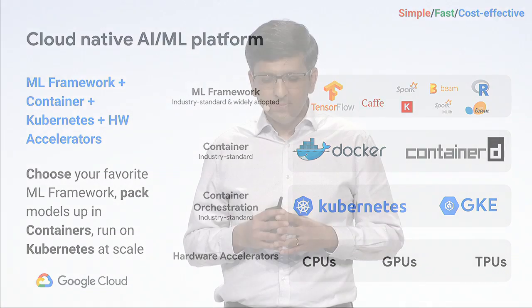With the help of the Kubernetes platform, a data scientist can train and deploy models without having to worry about underlying infrastructure. Simply choose your favorite ML framework, pack the model up into containers, and deploy them on Kubernetes at scale. Kubernetes will scale your models from a single node to thousands of nodes depending on your compute requirement. It will make you more productive. And the best part is you will be able to reproduce results reliably across the platform.